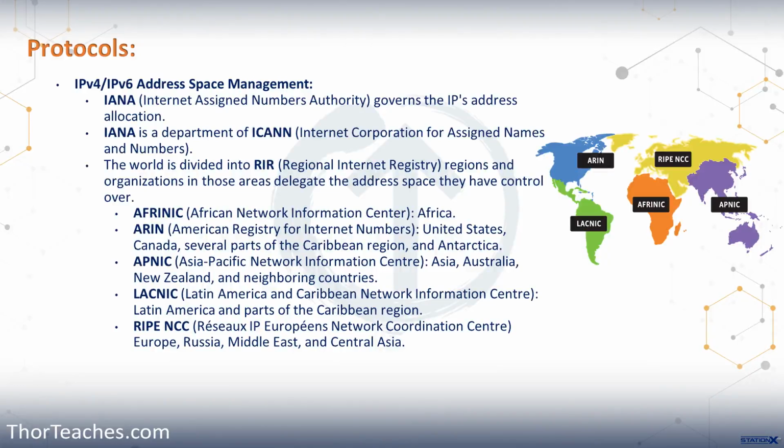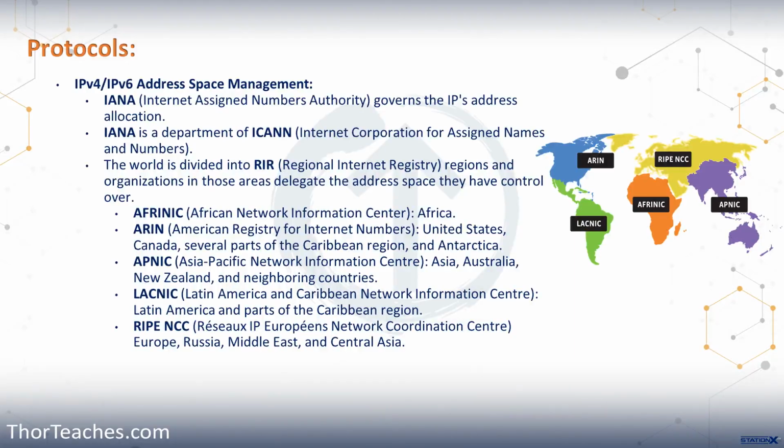So back to IANA. They have divided the world into 5 major areas, and each of those areas have an organization that handles the assignment of IPs for that area. If you are in Africa, then it is AFRINIC. ARIN handles the United States, Canada, and some parts of the Caribbean and Antarctica. APNIC handles Asia, Australia, and New Zealand, and many of the Pacific Islands. Then LACNIC is Latin America, Mexico, and part of the Caribbean. And then finally, RIPE NCC handles Europe, Russia, the Middle East, and Central Asia.